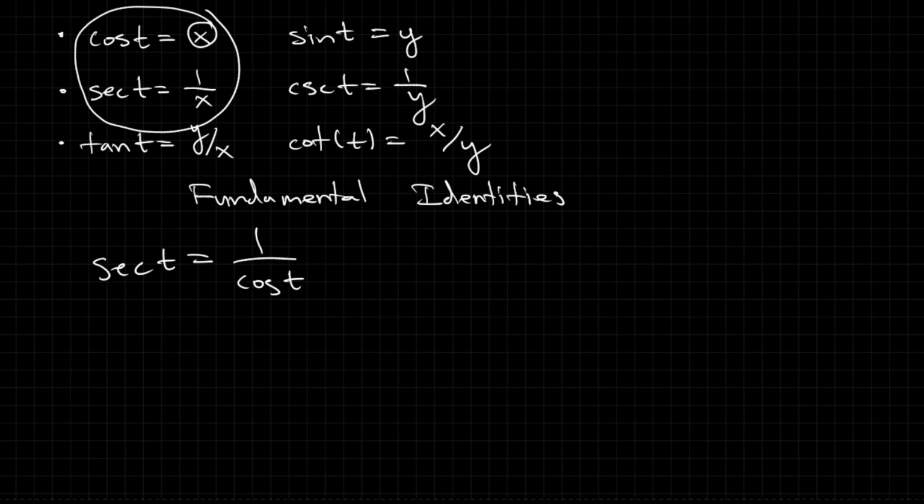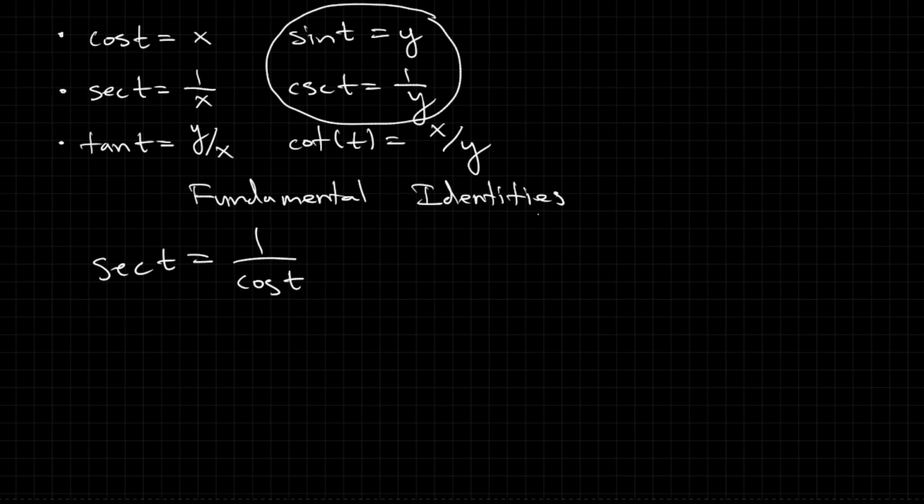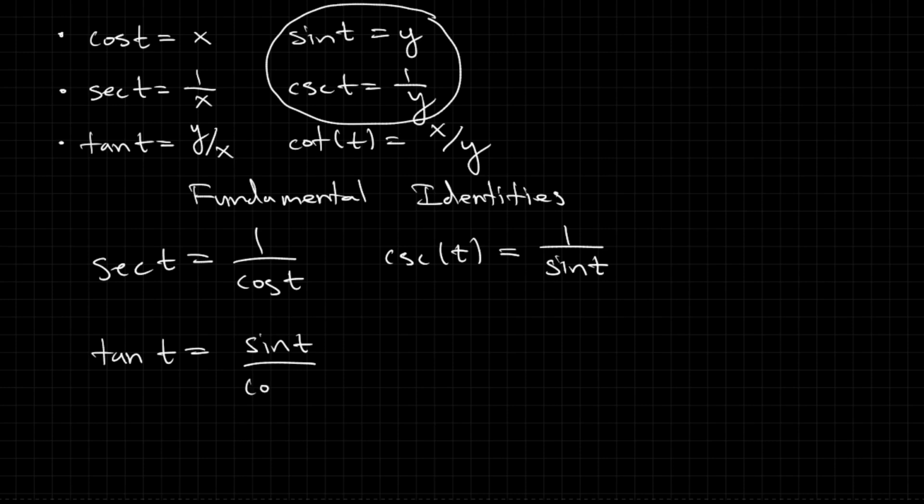There are some more. If we take a look at sine of t and cosecant of t, we get something very similar. Cosecant of t, that's the same thing as 1 over y, and y is sine of t. So this is 1 over sine t. What about tangent of t? Let's take a look at that. So tangent of t, that's y over x, and y is sine t, and x is cosine t. So I replace the y with sine t and x with cosine t, and I get another fundamental identity.